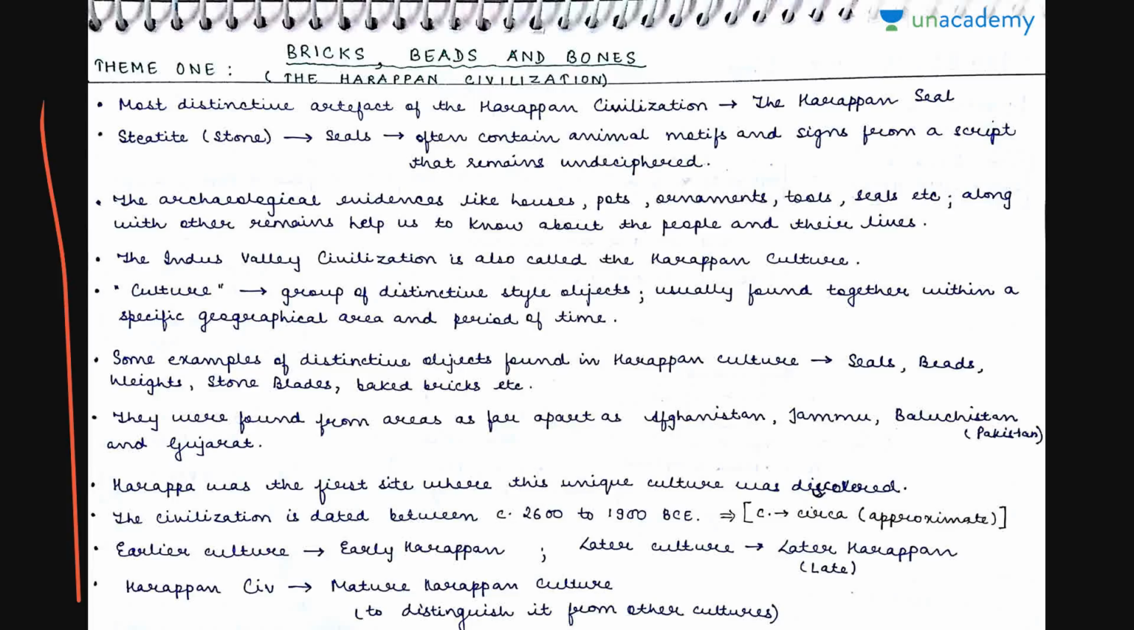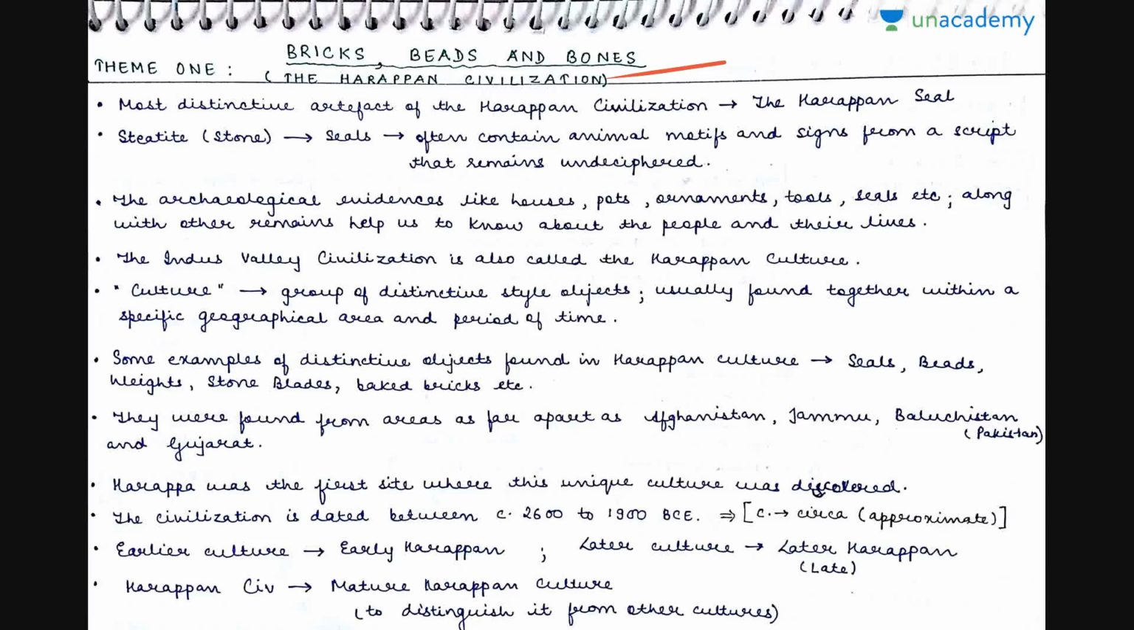Then the Indus Valley civilization is also called the Harappan culture. First of all you have to remember that we are talking about the civilization which is called the Harappan civilization because Harappa was the first site to be discovered, and all the other nearby sites which had similar objects, similar artifacts or archaeological evidence, were found. So those areas were known as the Harappan civilization. Harappa was one site and the nearby sites having a similar kind of thing are known as the Harappan civilization.